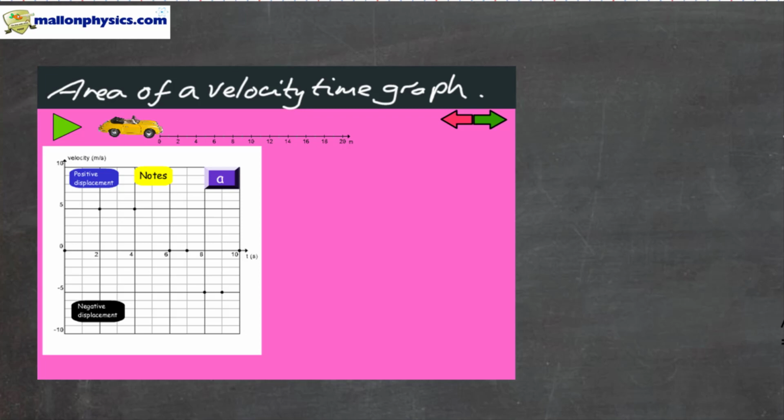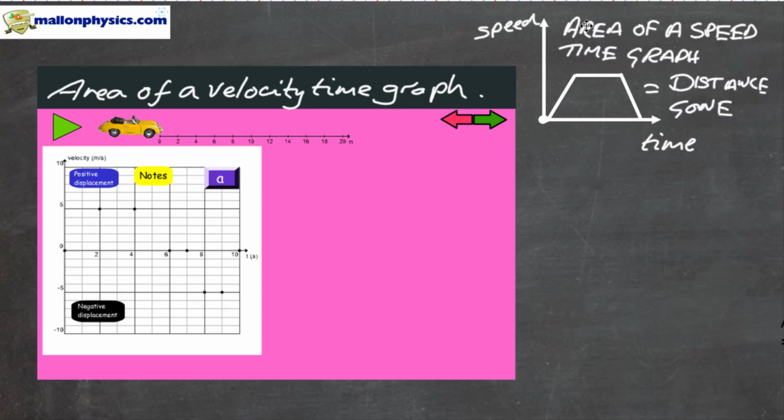the area of a velocity time graph. But before we do that, let's recap the area of a speed time graph. The area of a speed time graph is actually equal to the distance gone by the object. All we had to do was work out the area of a speed time graph, divide it up into triangles and rectangles, and the total area of it was equal to the distance gone.